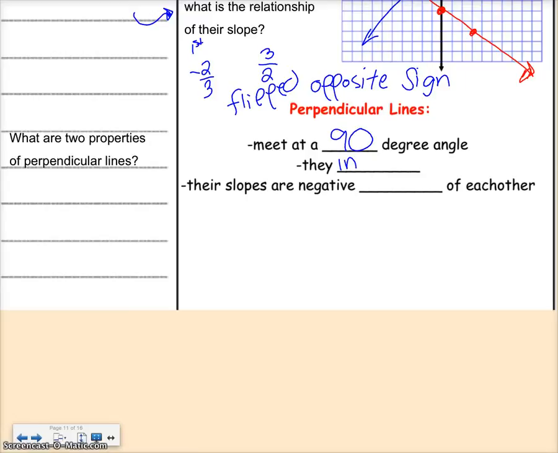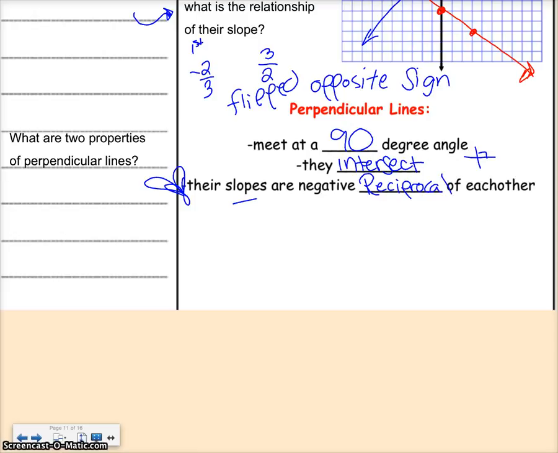They intersect. I don't know what I meant there. They intersect. Must be that they intersect, right? They look like a T, like someone said. They always meet at that 90-degree angle. And then here is the other thing that you're going to be applying the most today. Their slopes are negative reciprocals of each other.